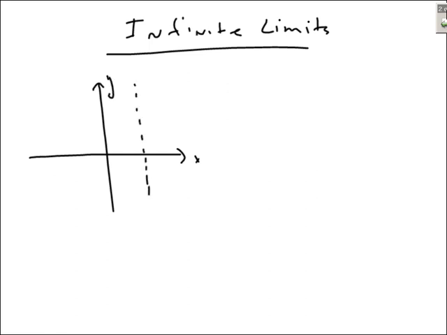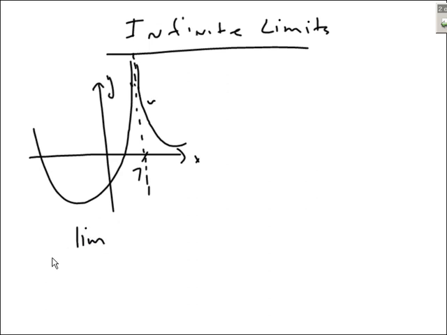For example, here are the x and y axis. You have a graph that goes like this and like that. And we call this number 7. Now what's happening is the graph is getting closer and closer to this line. Never touch it, never cross it. Gets close to it.